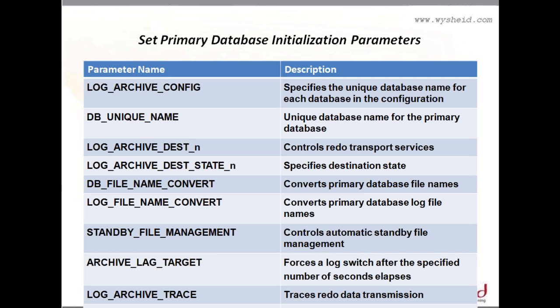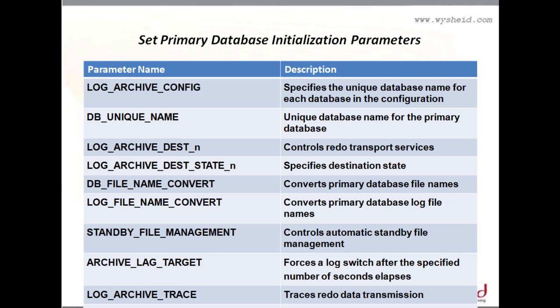The next one is log_archive_lag_target. It is not mandatory to set this parameter, but when you set it to a number of seconds, Oracle will force a log switch when that number of seconds is reached. For example, if log_archive_lag_target is equal to 1,800 seconds, it means that after every 1,800 seconds it will do a log switch. Is that clear? Yeah. Okay.